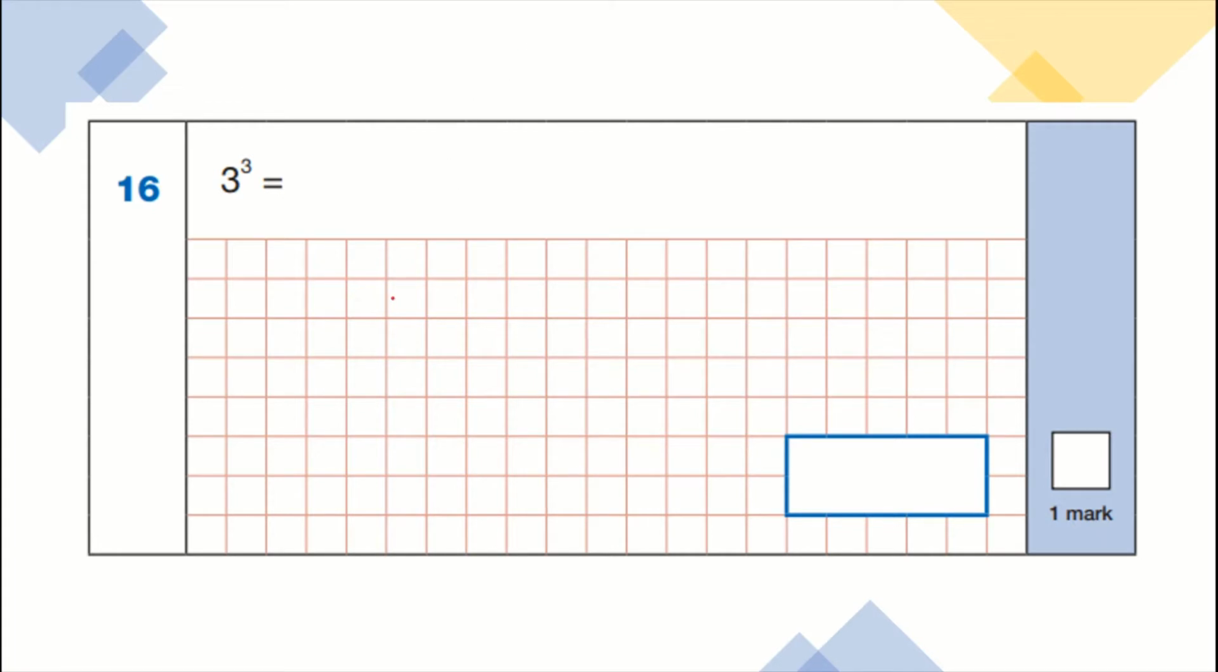What we would need to do is to do 3 times by itself 3 times. So 3, that's once, this is twice, and 3 times. We can now simplify this by doing 3 times 3, which gives us 9, then 9 times 3, which gives us 27.